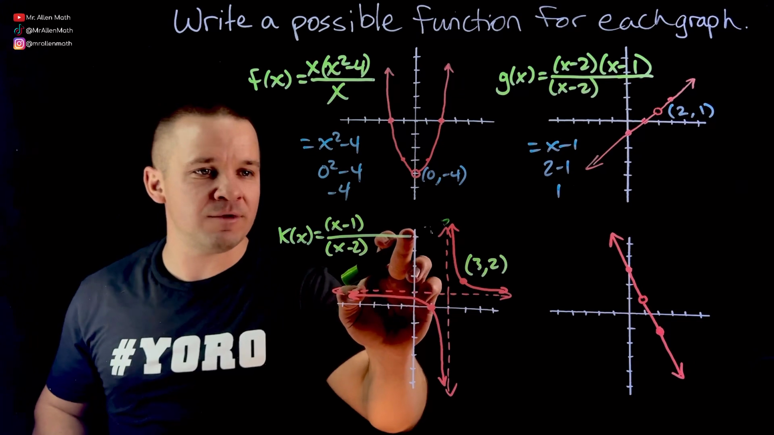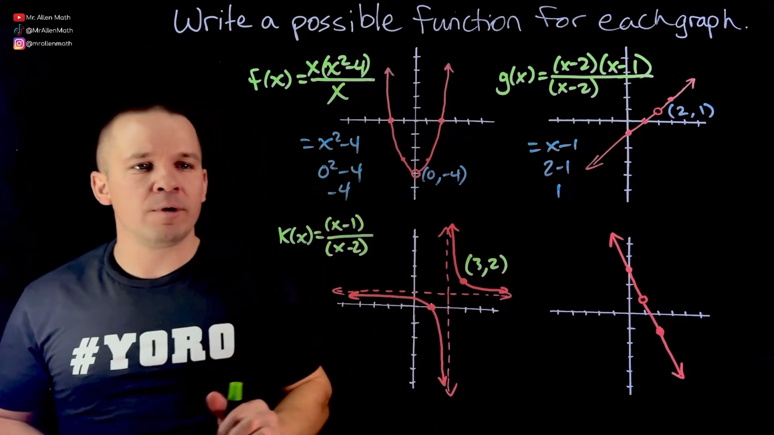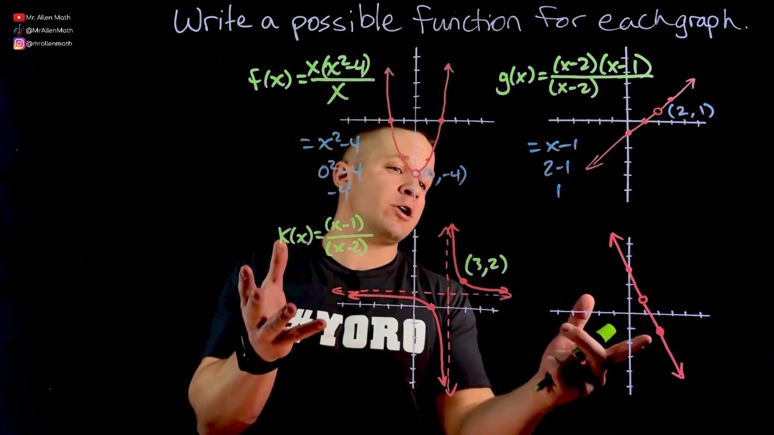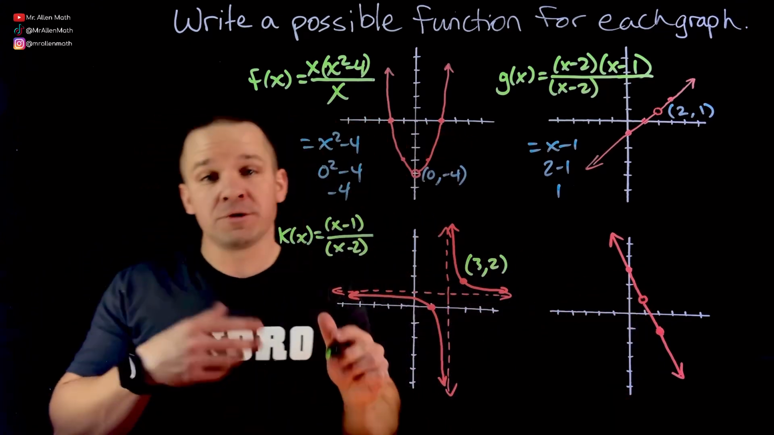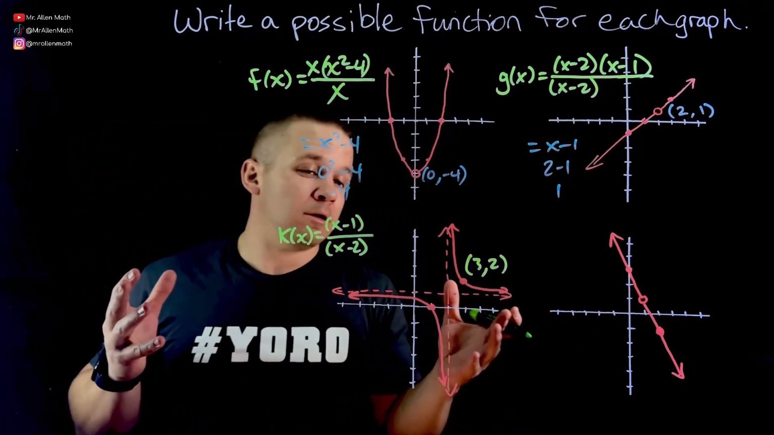Everything checks out. I didn't even need this full fraction line. We'll just erase it. There we go. We got k of x. Beautiful. All right, and then the last one here. Another linear equation looking thing, but with a hole. So it is rational, right? It has that discontinuity there, but looks like a line.